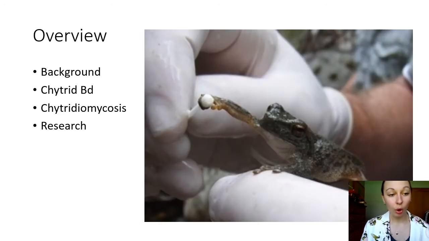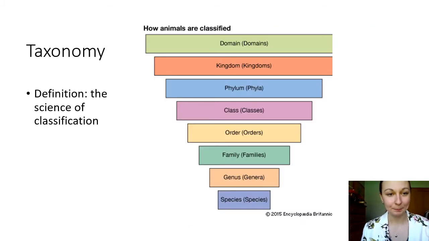So just a little overview today. I'm going to be starting with some background knowledge. Then I'll be talking about the Chytrid BD fungus, and then the disease that fungus can cause, called chytridiomycosis. And then just briefly at the end, I'm going to touch on a little bit of current research that is going on within that scientific community.